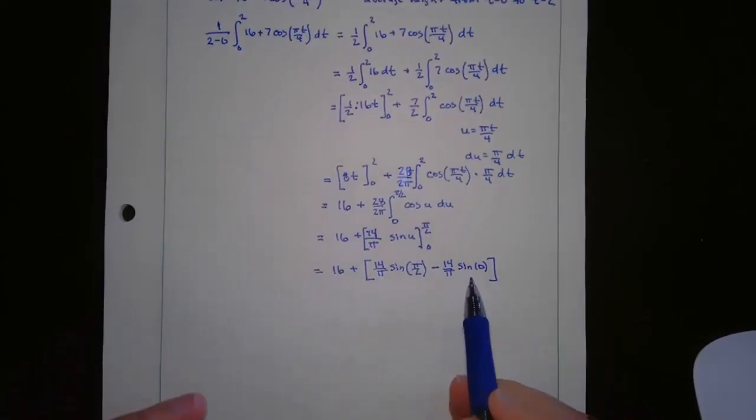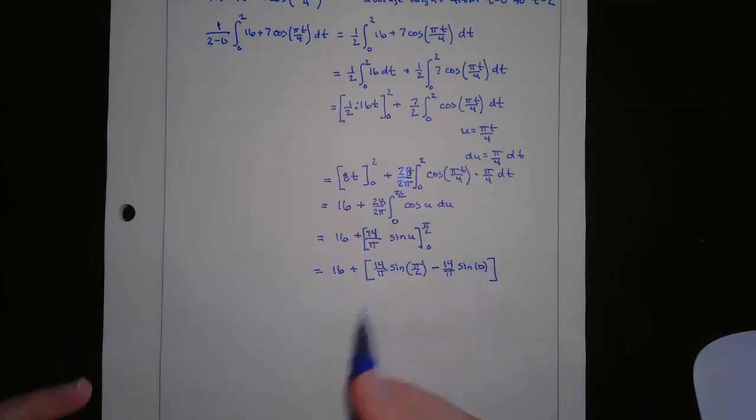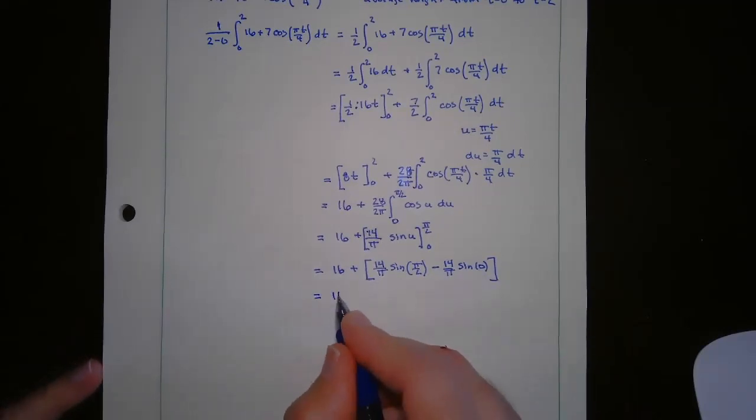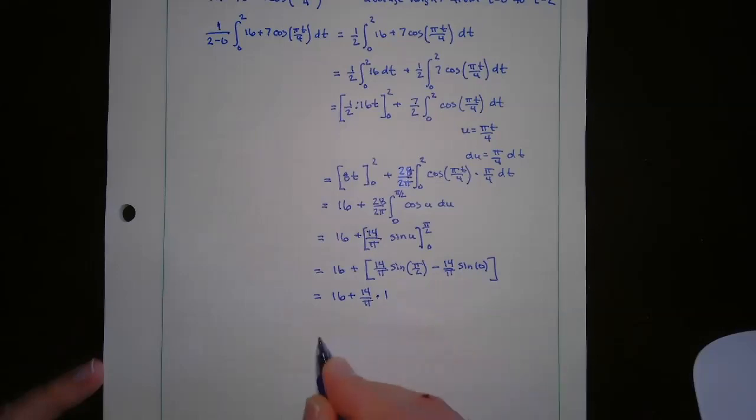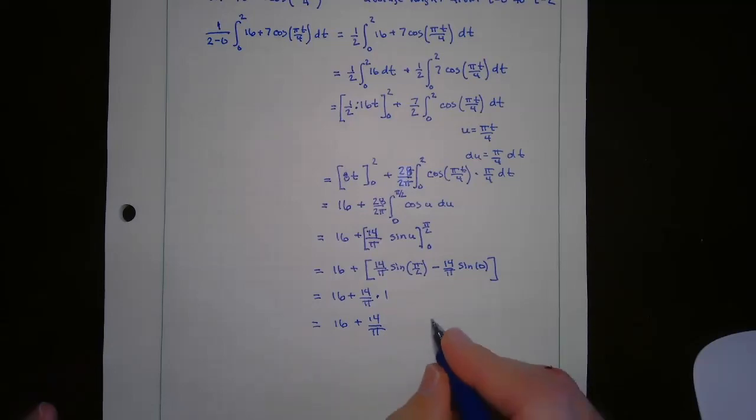Now sine of 0 is 0, so this is going to be 0 right here. So we're left with 16 plus 14 over pi. Sine of pi over 2 is 1, so times 1. So this turns out to be 16 plus 14 over pi. Okay? And so the correct answer for number 27 would be D.